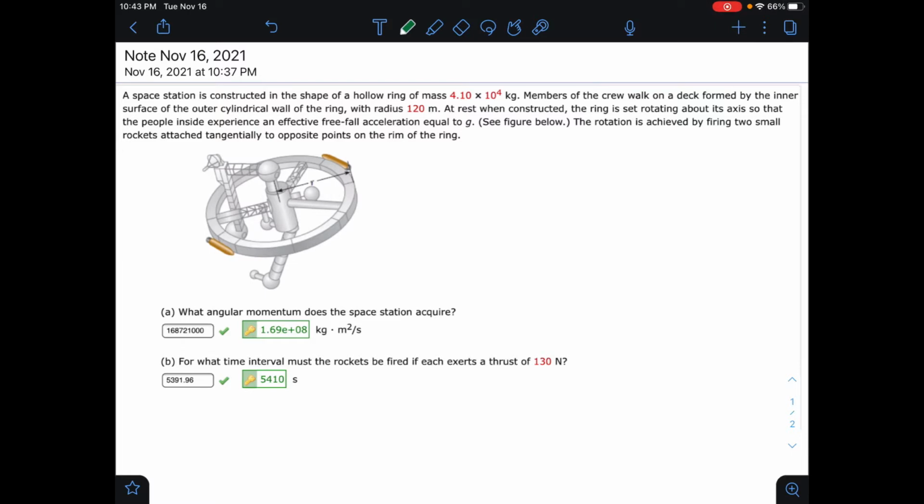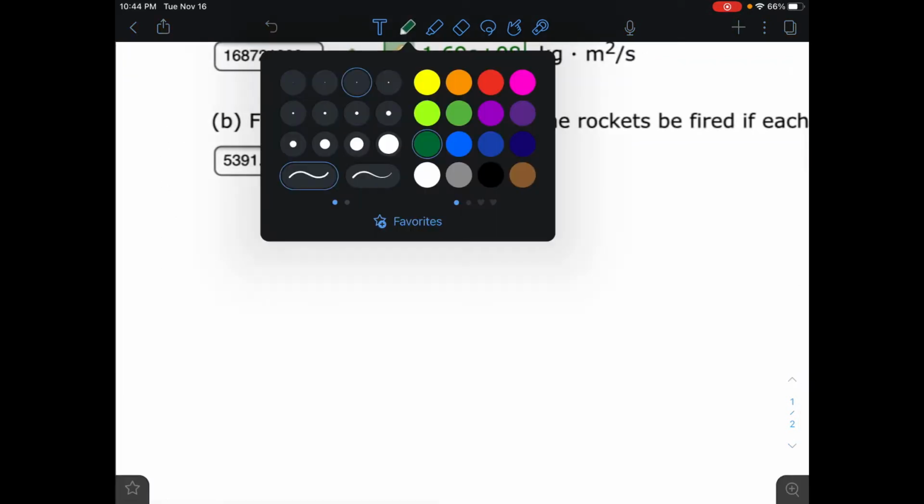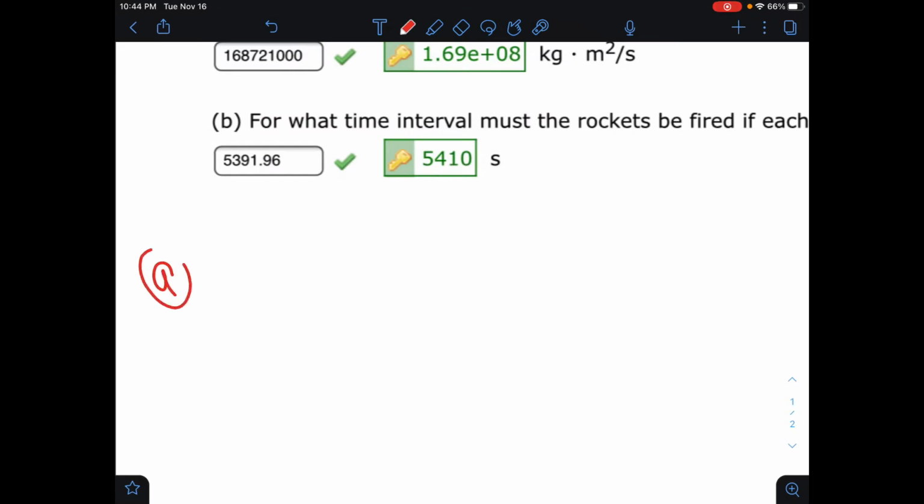At rest, when constructed, the ring is set rotating about its axis so that the people inside experience an effective free fall acceleration equal to g. The rotation is achieved by firing two small rockets attached tangentially to opposite points on the rim of the ring. What angular momentum? That is the space station. Okay, so part A needs angular momentum.